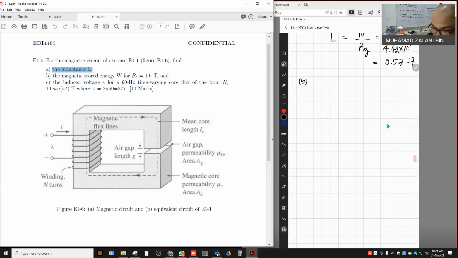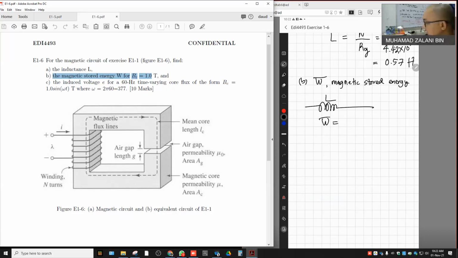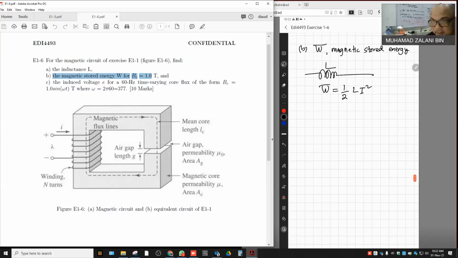In this question, we also need to find B. What is B? The magnetic stored energy, W, for BC equals 1 Tesla. So we want to calculate W. Remember, the magnetic induction becomes an energy storage. We have the inductance L, so for the stored energy, do we consider the energy as E? No, we use W. The magnetic stored energy W is half of L i square. Remember that equation.